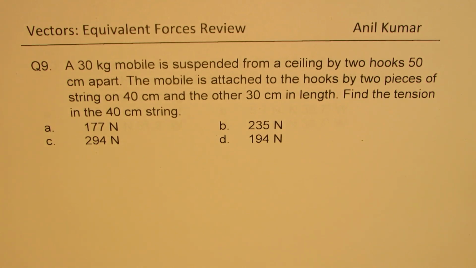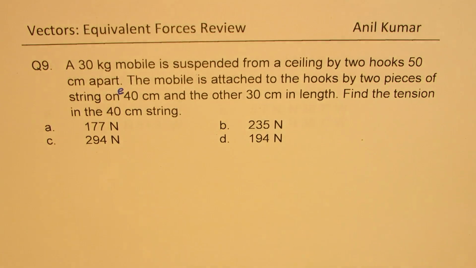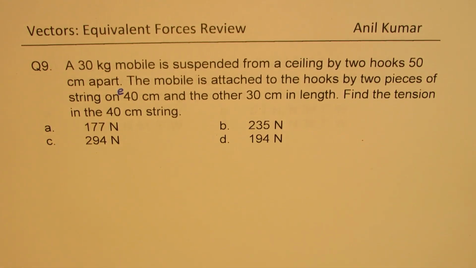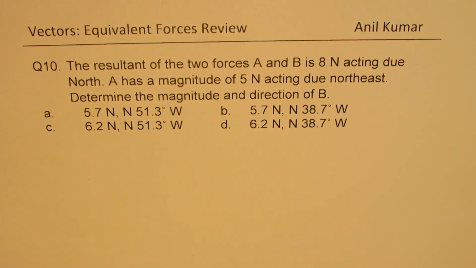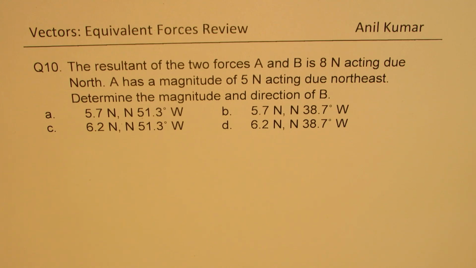Question number 9. A 30 kg mobile is suspended from a ceiling by two hooks 50 cm apart. The mobile is attached to the hooks by two pieces of string, one 40 cm and the other 30 cm in length. Find the tension in the 40 cm string. The last question here is, the resultant of two forces A and B is 8 newtons acting due north. A has a magnitude of 5 newtons acting due northeast. Determine the magnitude and direction of B.